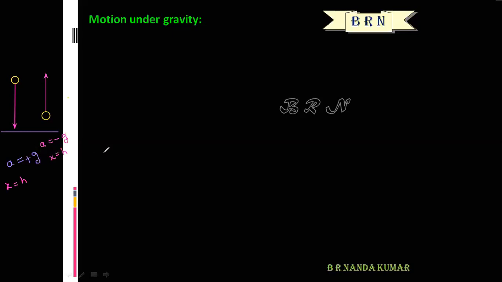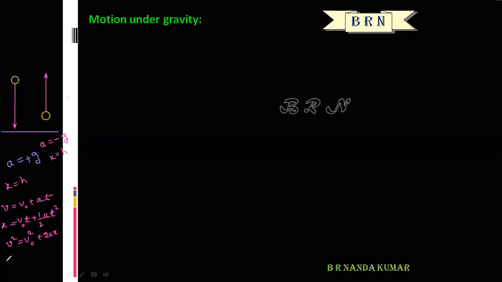Okay. So for a freely falling body, the equations of motion can be written in this form. What is the first kinematic equation? v = v0 + at. Second one is x = v0 t + 1/2 a t². Third one, v² = v0² + 2ax.